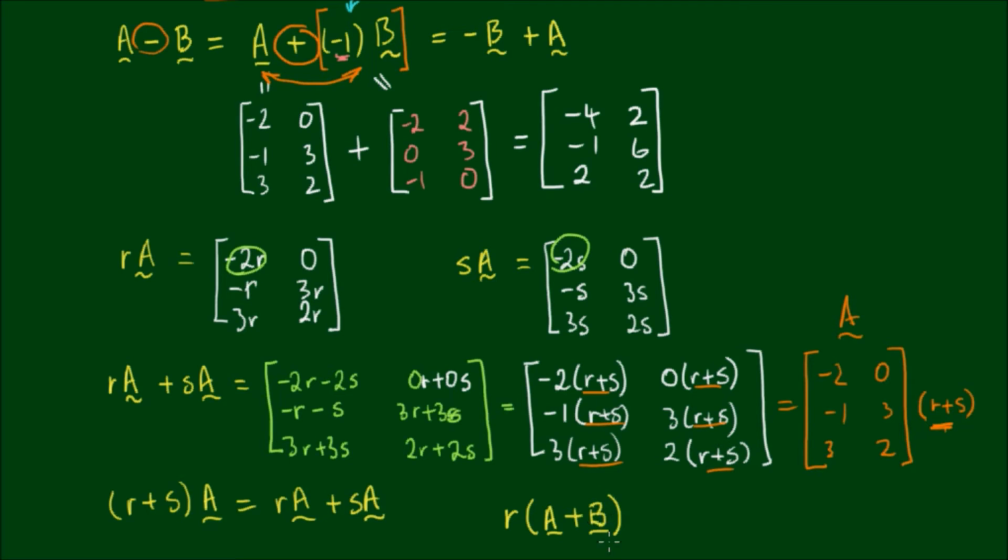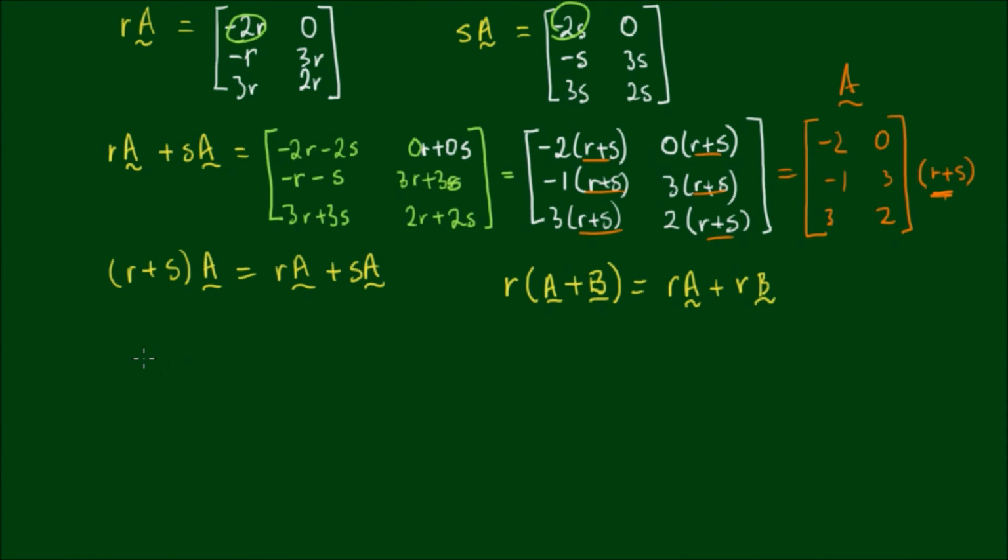So if I add the matrices A and B and multiply by the scalar r, I should get the same result as the scalar r times matrix A plus the scalar r times matrix B. Okay, finally let's use the matrix sA, and let's multiply this by the scalar multiplier r.